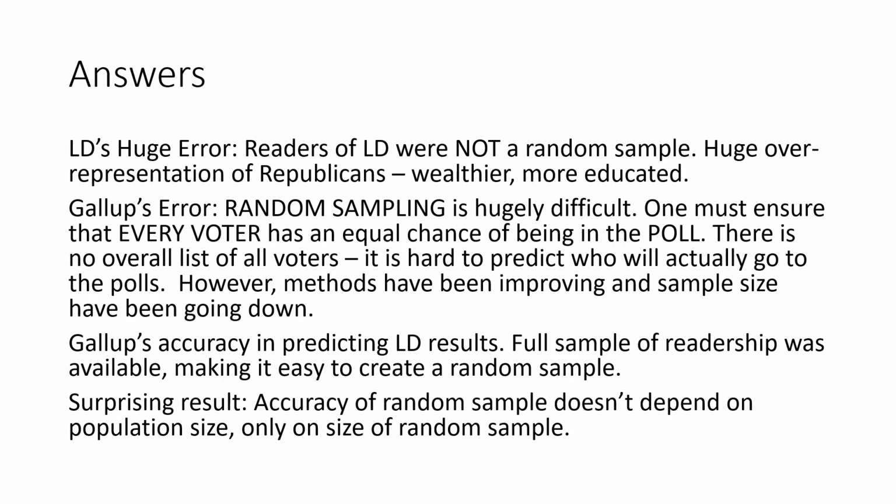The third question was, how did Gallup predict the Literary Digest results so accurately? Well, in that case, they had the complete list of the readers of Literary Digest, so it was possible to accurately create a random sample of 3,000 readers. And one very surprising result is that when you're looking at the accuracy of a random sample, it is not the size of the population that matters. It can be a million or a billion. The accuracy only depends on the size of the random sample. So 3,000 is sufficient to get a fairly accurate prediction in this case. It doesn't matter how many total readers there are.